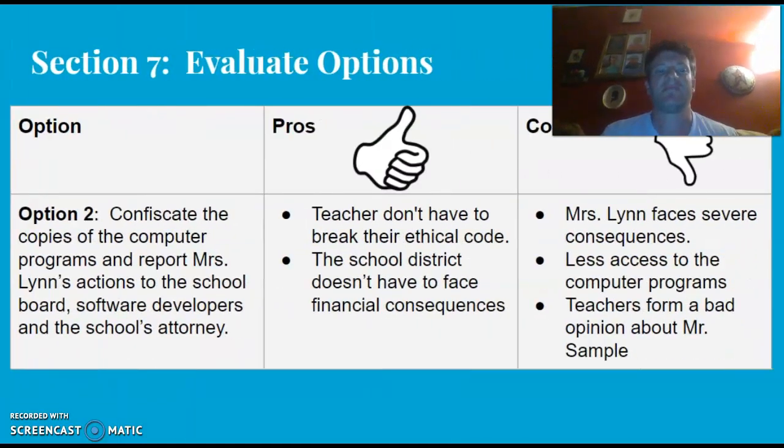Option 2 was to confiscate the copies and report Miss Lynn's actions. The pros are that the other teachers don't have to break any ethical codes, and the school district doesn't have to worry about facing any financial consequences. However, Miss Lynn does face financial consequences. The students do get less access to the computer programs, and the teachers form a bad opinion about Mr. Sample. Those are all the cons of this option.